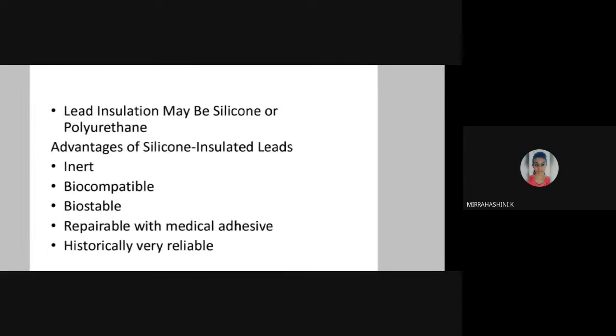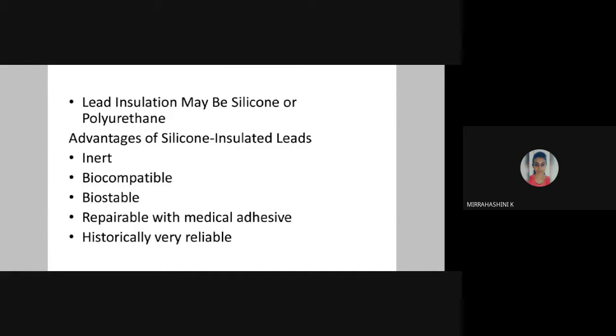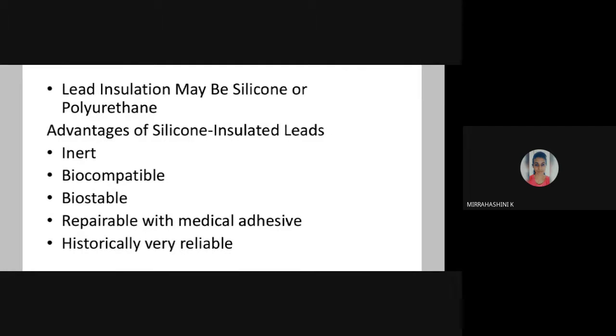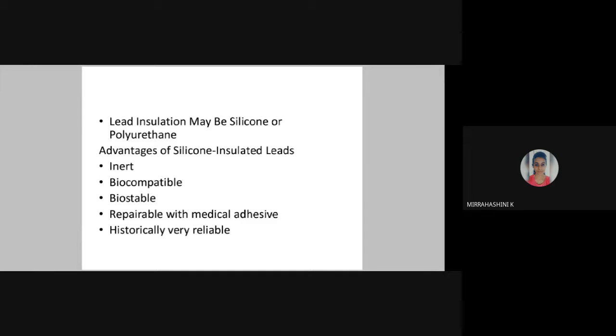So the insulation used for the leads, it can be a silicone, it can be polyurethane or any other substance. So advantage is that when we use a silicone insulated lead, it is more inert, it is biocompatible, biostable, and it is repairable with adhesive and it is very reliable. So when you are going to place any component inside the body, the main thing which you should remember is biocompatibility, right? We have already studied that in medical instrumentation, no? So when we use leads which are insulated with silicone or any other biomaterial, then we have more biocompatibility.